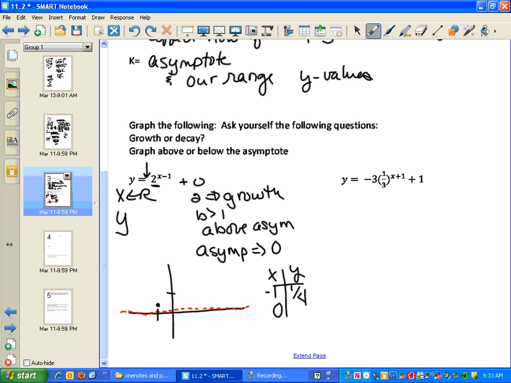At 0, we're going to be at what? 1/2. And at 1, we're at, so this is coming from the asymptote and going up. It's a growth. It's getting increasingly larger, correct? At 1, you're at 1. So what is our range going to be?